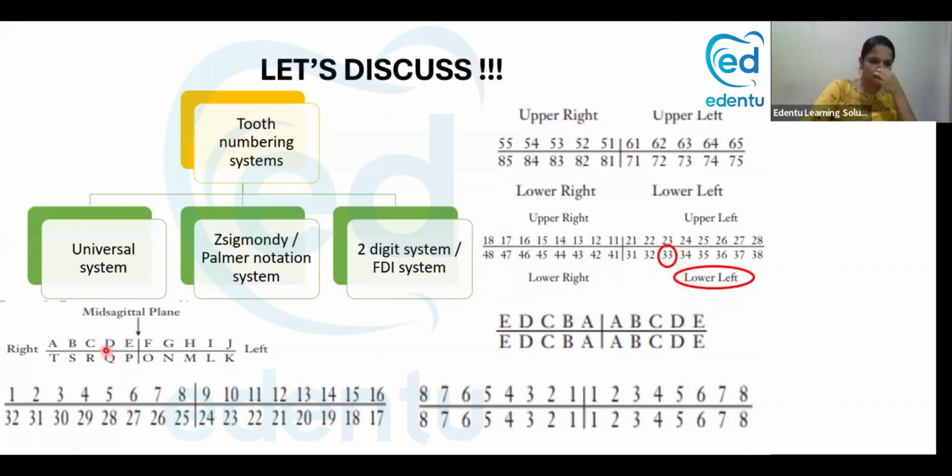Now let's look at the universal system. In the universal system, it is continuous numbering. For the deciduous teeth, the alphabets A to T are used, one for each tooth, and for the permanent teeth, the numbers 1 to 32 are used. The Zsigmondy-Palmer notation system is mainly the angular system, where you denote the quadrant with the help of an angle, such as upper right or upper left.